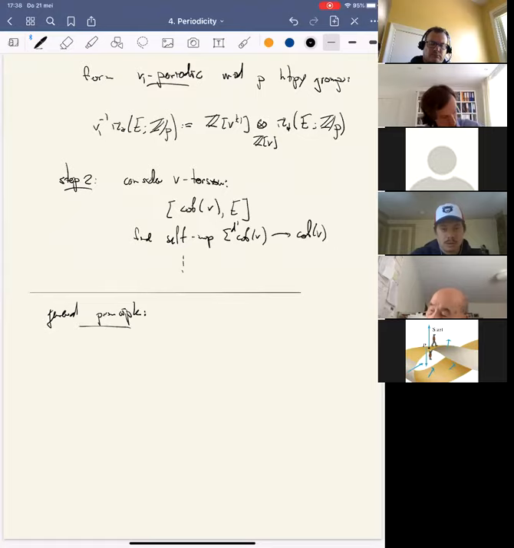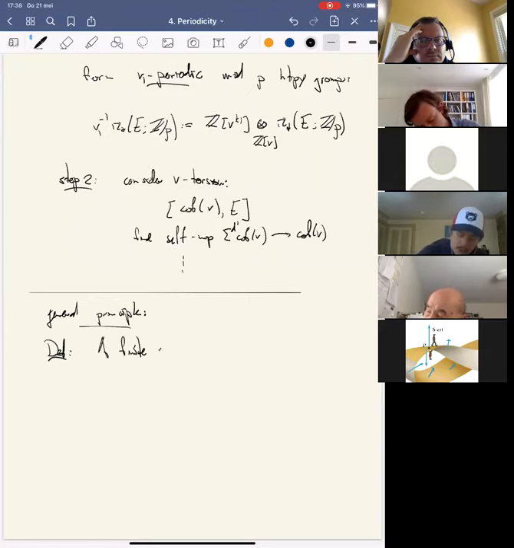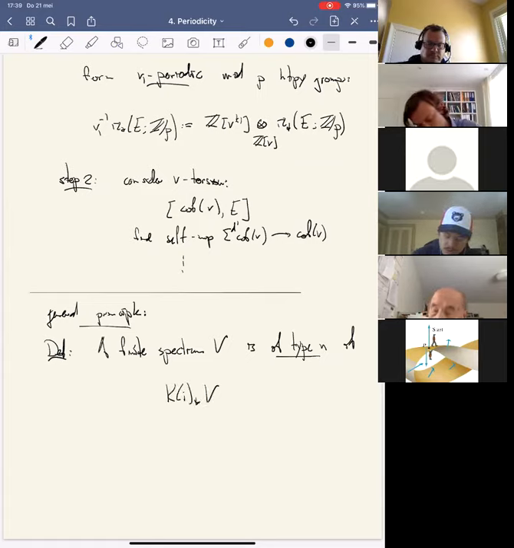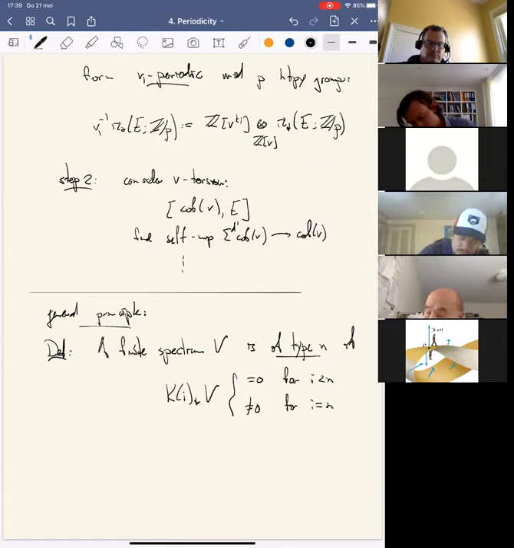Let me introduce a few definitions. All right, so first of all, I'll need the notion of a type n complex, or a type n space. So let's say a finite spectrum V is of type n if it's a condition in terms of the Morava K theories. So if you look at the ith Morava K theory of V, this is supposed to be 0 for i less than n, and nontrivial for i equal to n.